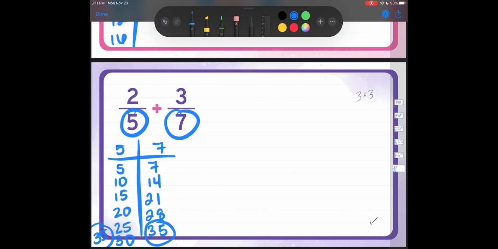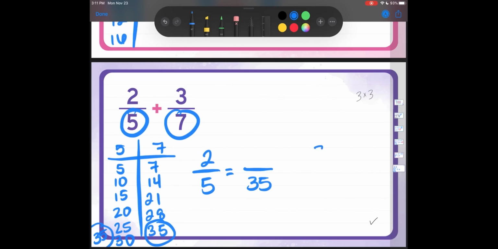Well, 30, we didn't go one more, so let's do that. 35 would be next. So 35 is going to be their least common denominator, right? So now, all of our previous ones, we've only had to change one fraction. Now, on this one, we're going to have to change both.